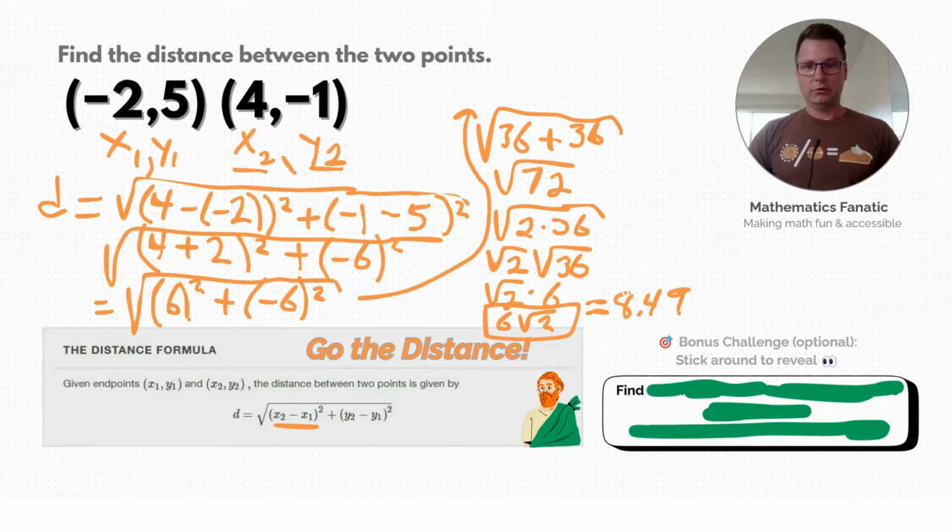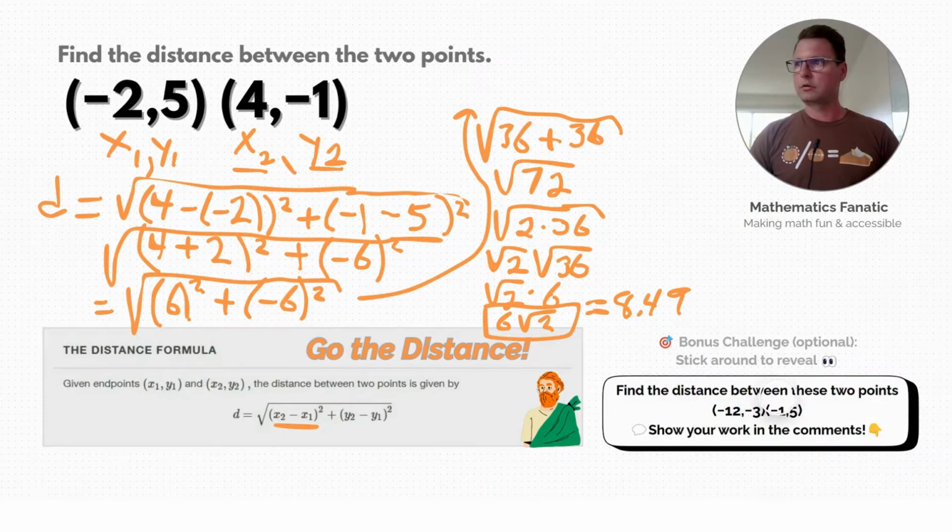Nice work. You really went the distance on that one. Let's see if you can keep it going with this bonus challenge. So what's the distance between the points (-12, -3) and (-1, 5)? Try it on your own and drop the answer in the comments.